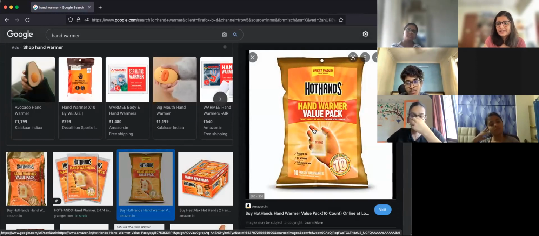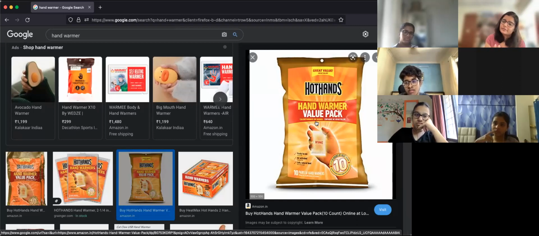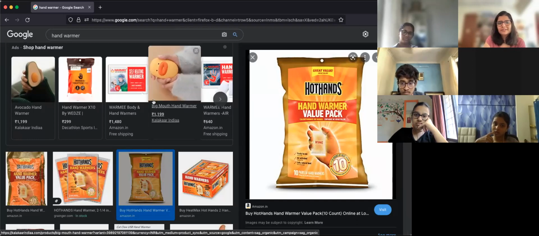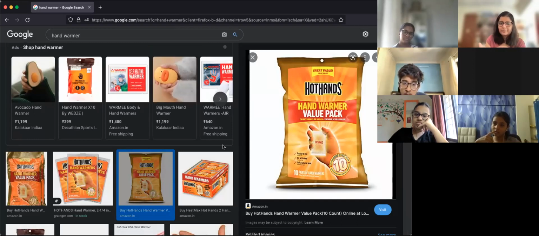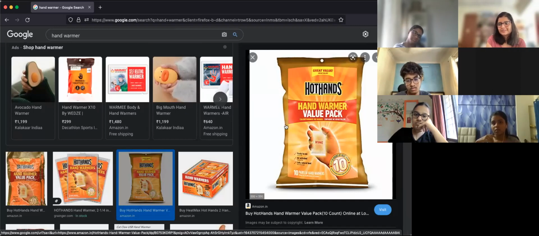But isn't it better to just use gloves? Only gloves will not work. Again, it depends on the thickness of the gloves. What if it is too cold for gloves? A lot of people wear gloves or mittens, and then for extra heat, they also hold this.